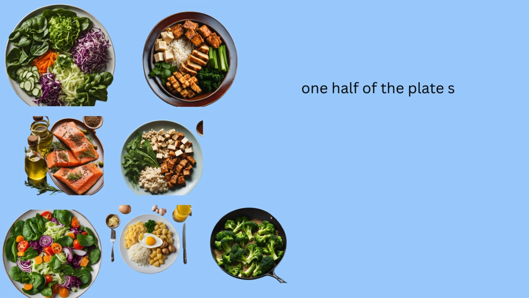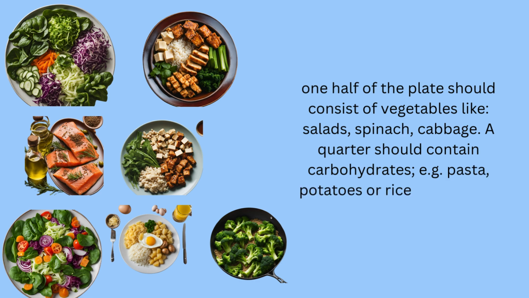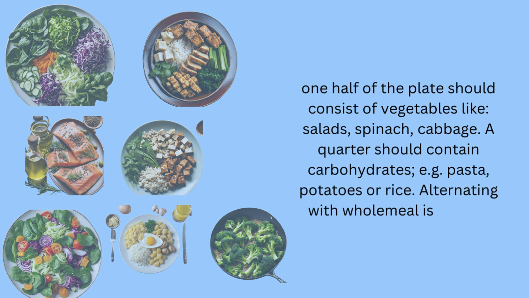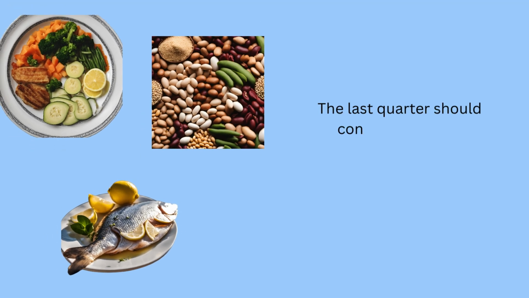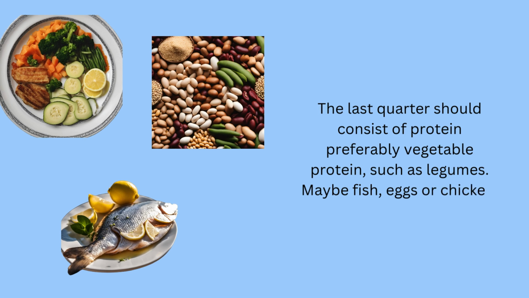One half of the plate should consist of vegetables like salads, spinach, cabbage. A quarter should contain carbohydrates, e.g. pasta, potatoes or rice, alternating with wholemeal is better. The last quarter should consist of protein, preferably vegetable protein, such as legumes, maybe fish, eggs, or chicken.